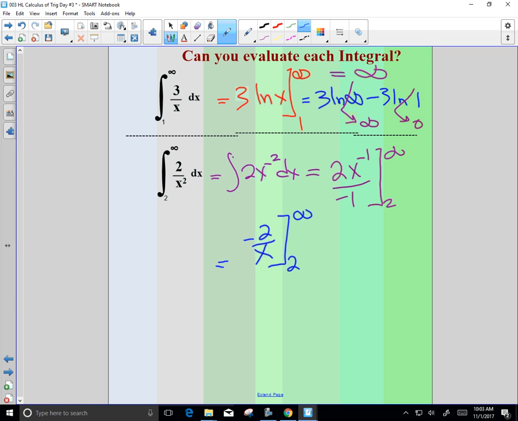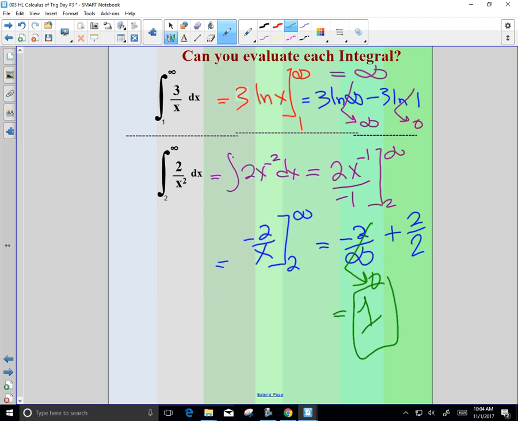This is 1 over x times negative 2. All right, now put in infinity. What's negative 2 over infinity minus a negative 2 over 2? What is negative 2 over infinity? That goes to 0. And what's plus 2 over 2? 1. Wait a minute. That area from 2 to infinity is 1?